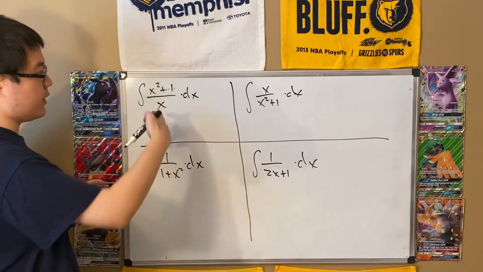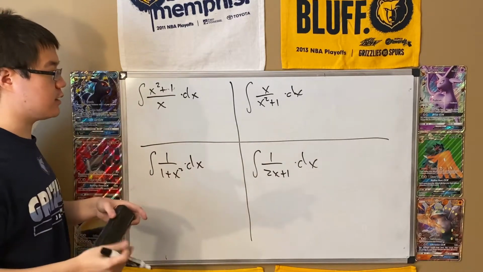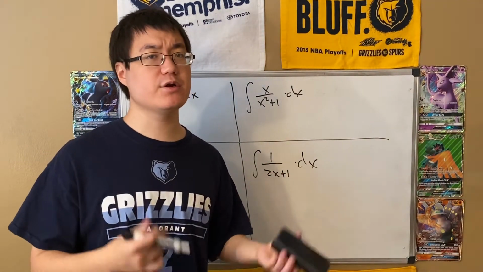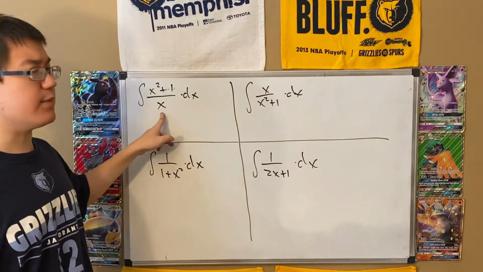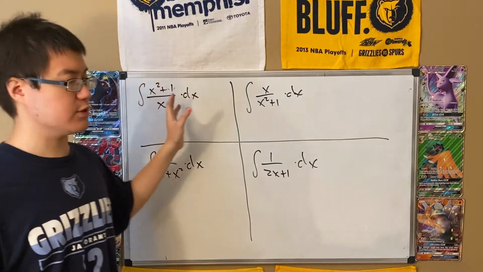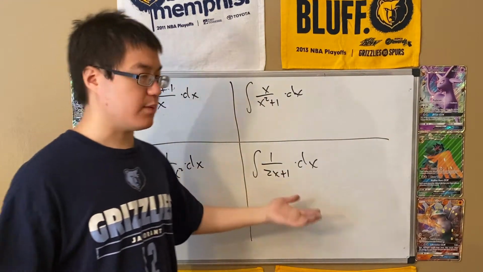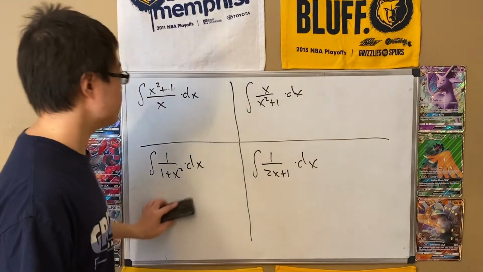This one is not one because of a different reason. If you let u be x squared plus 1 here, that would make your du be in the denominator, which is really, really weird. Usually du is on the very outside of things. So this is not a U sub as well. And then we'll talk about this one at the very end. So let's get started here.